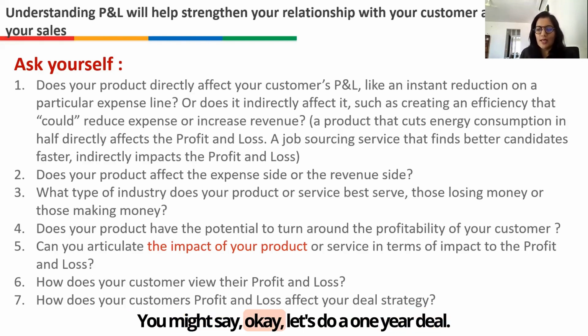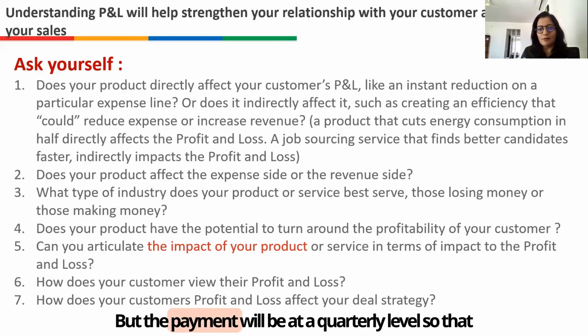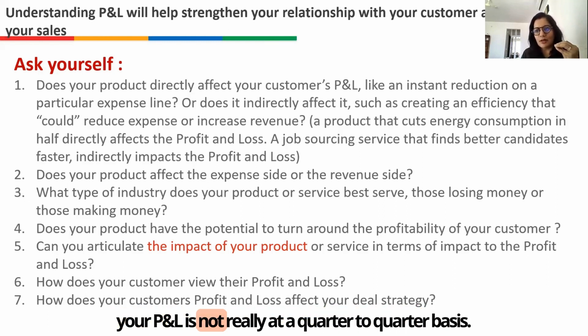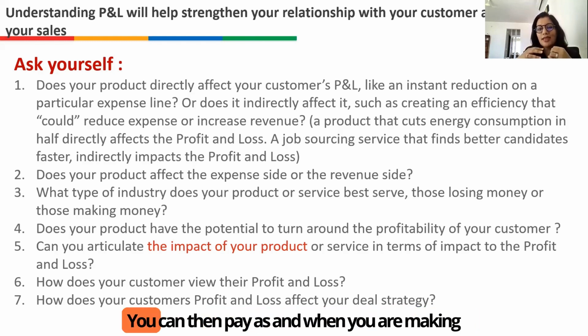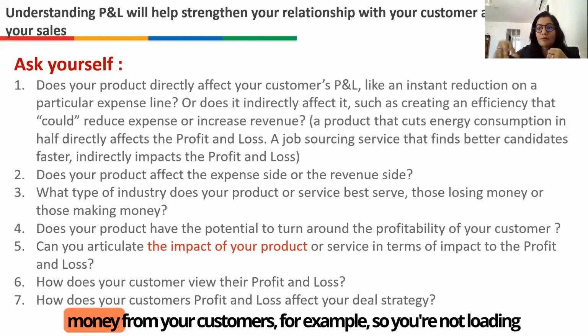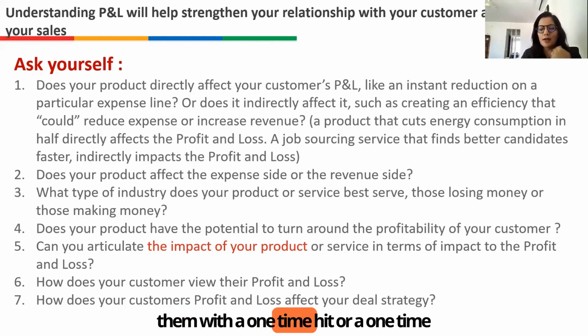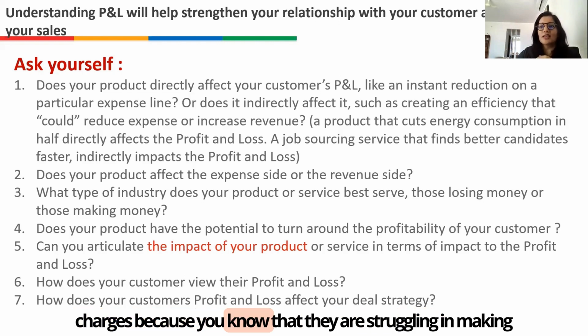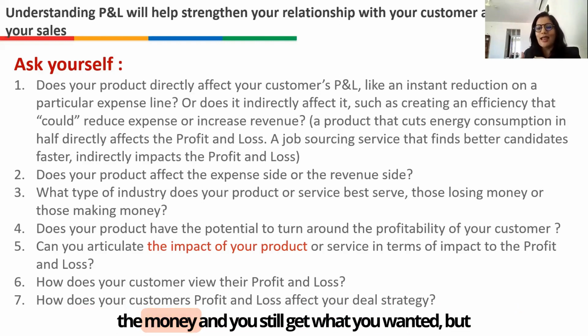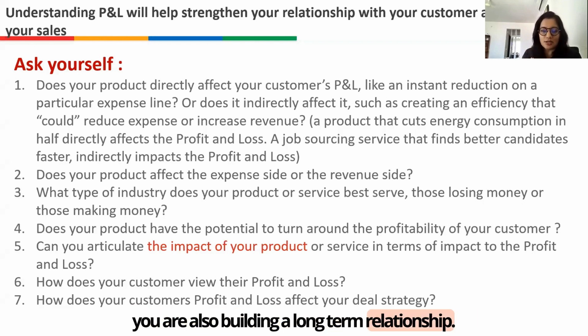You might say, okay, let's do a 1 year deal, but the payment will be at a quarterly level, so that you can then pay as and when you're making money from your customers, for example. So you're not loading them with a one-time hit or one-time charges, because you know that they're struggling in making the money, and you still get what you wanted, but you are also building a long-term relationship.